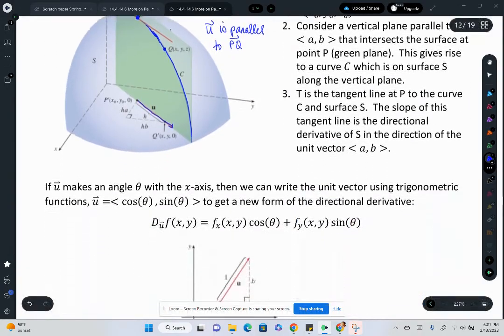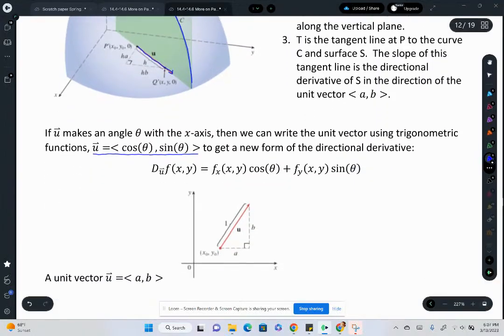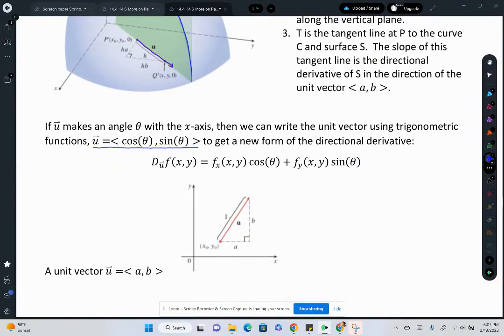Okay, now if u, our unit vector, makes an angle with the x-axis, then we're going to have to write our unit vector using trig functions. And what we'll use is u equals cosine theta, sine theta. And the reason that that works is, we can kind of see it here in this graph.